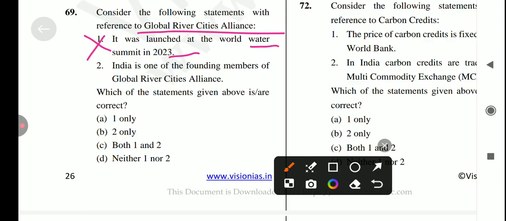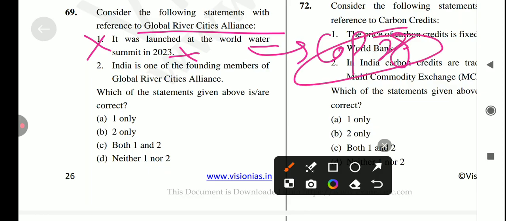Okay, and if we talk about it, it was launched at the World Water Summit in 2023. No, because the Global River Cities Alliance, led by the National Mission for Clean Ganga under the Ministry of Jal Shakti and Government of India, was launched at the, where was this launched, so COP28. Okay, the United Nations Climate Change Conference in Dubai. Okay, so first statement is incorrect.